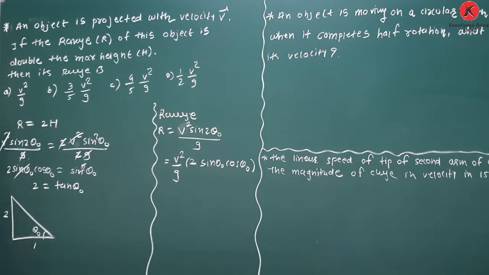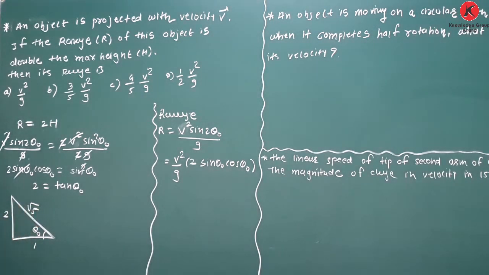Then how to find this hypotenuse? 2 square plus 1 square. 2 square means 4. 4 plus 1, it is 5. So yes, it is under root 5. Clear about this?